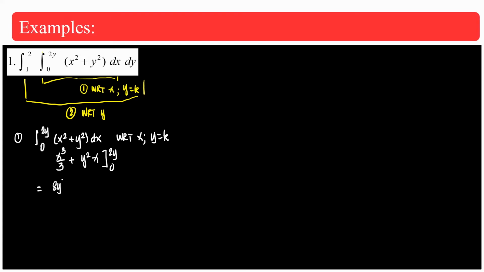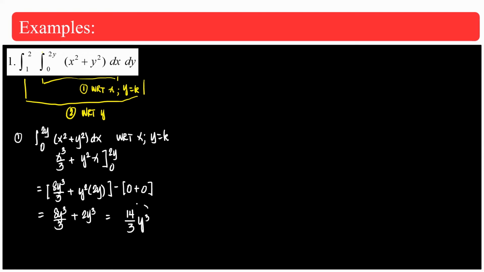So that's 8y cubed over 3 plus y squared and 2y minus 0 plus 0. This is 8y cubed over 3 plus 2y cubed. So 3 times 2 is 6. So that means that's 14 over 3 y cubed. This would be the answer for the first integration.